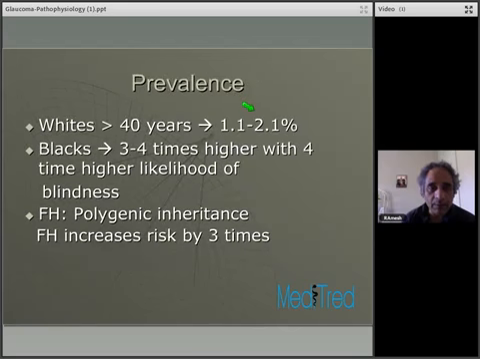Among the white population over the age of 40, the incidence of glaucoma is 1.1 to 2.1%, whereas in African American descent people, it's 3 to 4 times higher, with a 4 times higher likelihood of blindness. A positive family history increases the risk by 3 times, because of its polygenic inheritance pattern.